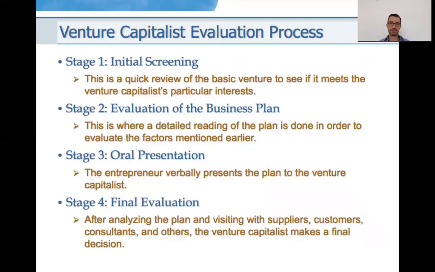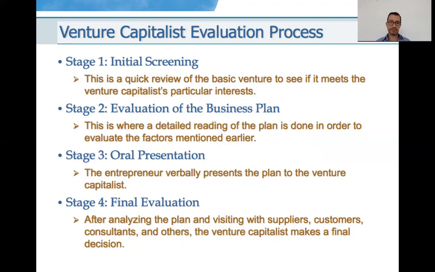So how does it work? If you want to raise venture capital, what is the type of process you need to go through? Of course, the first step is that you submit a business plan to a venture capital firm. Usually they have a website, so you can send an email, or even better, you try to get an introduction through someone who is in contact with both yourself and the venture capital firm, and you propose that you want an investment and you send your business plan.